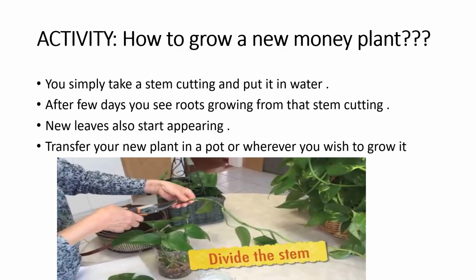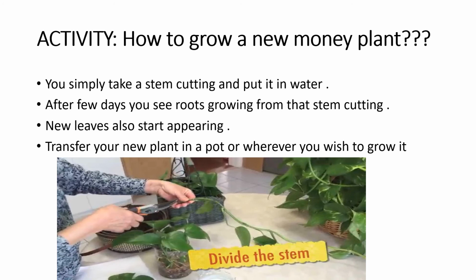Now there is an activity for you. How to grow a new money plant. What you have to do is you simply take a stem cutting and it should have at least 3-4 leaves on it. Take that stem cutting, put it in water. You can take a glass full of water or you can put water in a bottle and then put that stem cutting of money plant in that water.